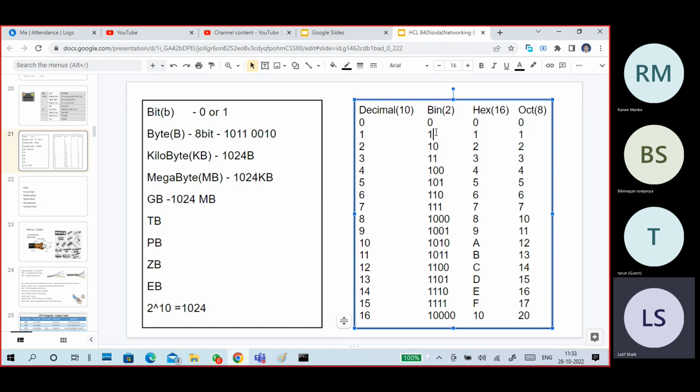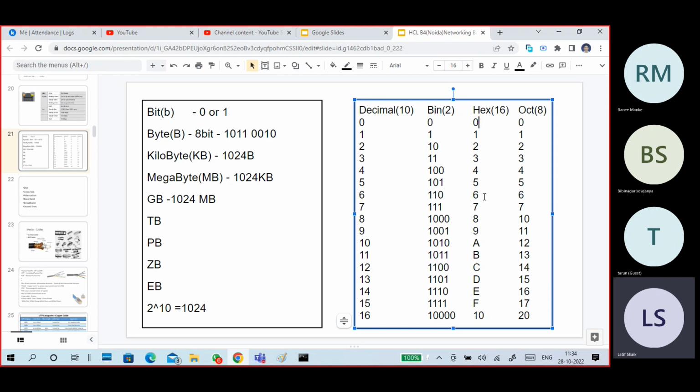In binary there are only two variants: 0, 1, 10, 11, 100, 101, 110, 111, like that. In hexadecimal it's 0 to F: 0, 1, 2, 3, 4, 5, 6, 7, 8, 9, A, B, C, D, E, F. So up to that it is a single digit only. In decimal, 0 to 9 is a single digit. In hexa, 0 to F is a single digit. In octal, 0 to 7 is a single digit. After 7 it becomes 10. In binary, 0 and 1 are single digits. In later days we will go on to double digits, triple digits, four digits.